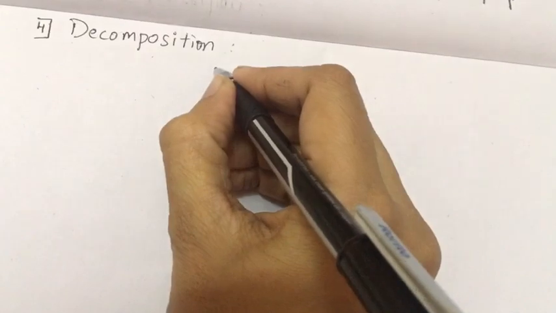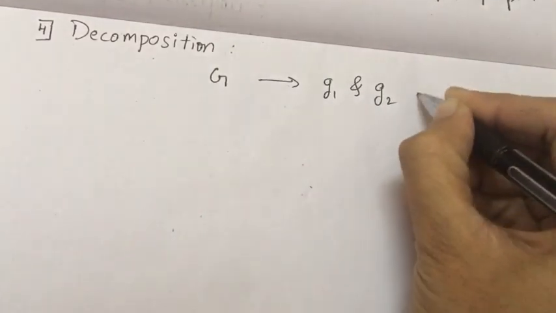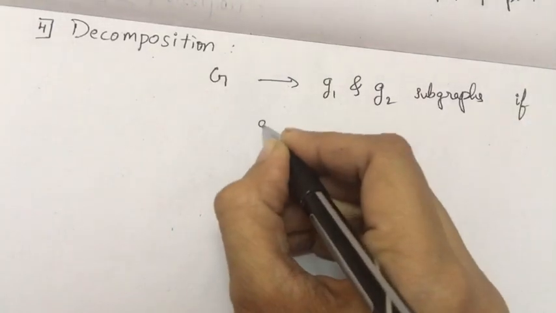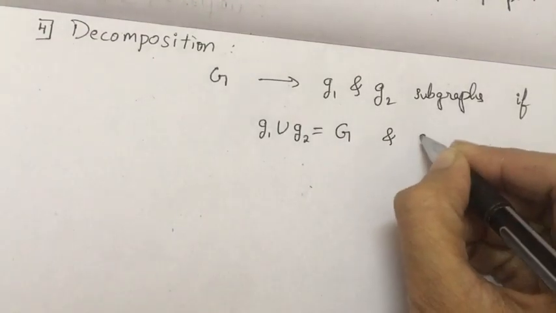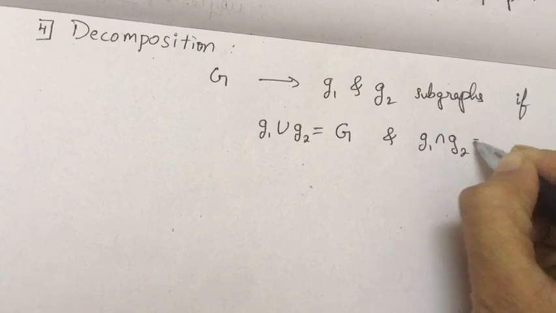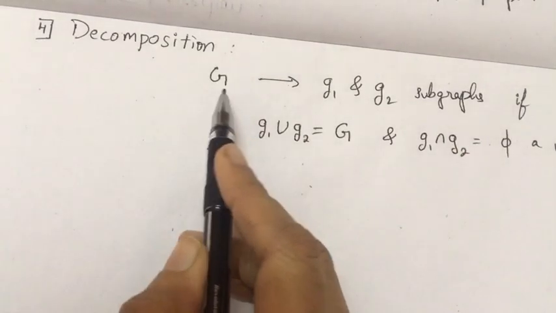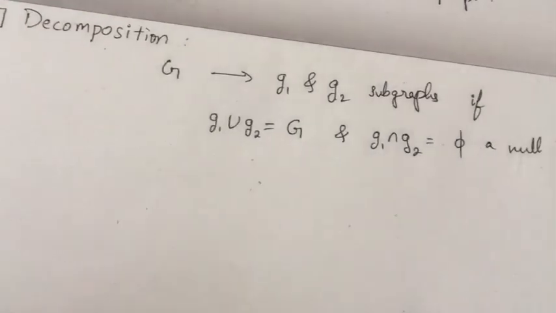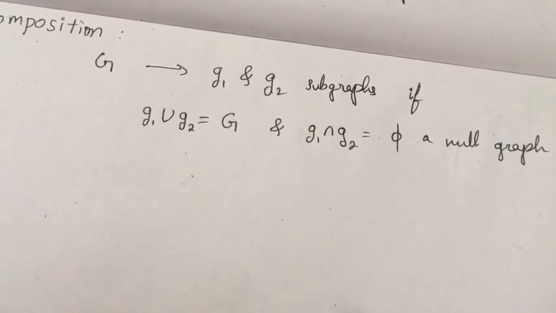So the next operation is decomposition of a graph. A graph G is said to have been decomposed into two subgraphs, say G1 and G2, if G1 union G2 gives me the graph G and G1 intersection G2 is a null graph.